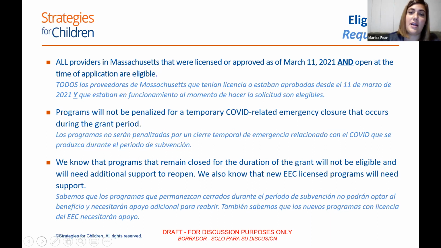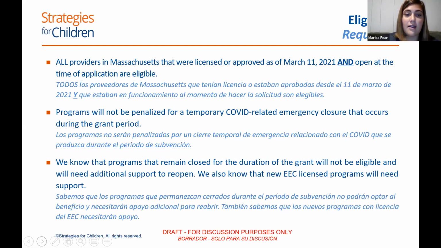So to give some examples here, for all of these examples, we're going to assume that they were licensed prior to March 11th. If you were open and serving children in July, you would apply for July as your first month and you would be eligible for 6 months of funding. If you are a school year only program, so you're closed during the summer and you operate for the school year, so you open in September, you would apply starting September 1st, and that would be your first month of the grant, and you would apply for the remaining 4 months. So September through December would be the months that you are eligible for this grant.